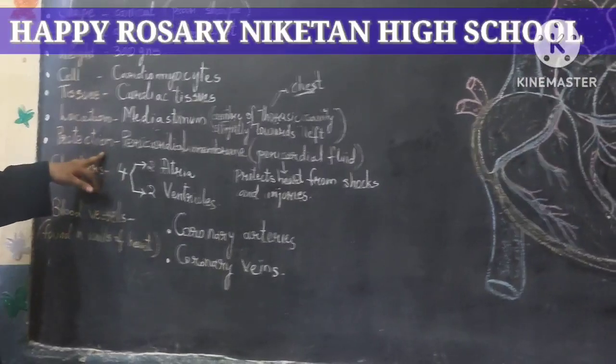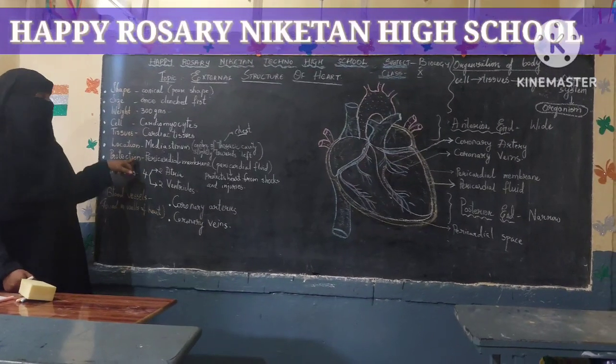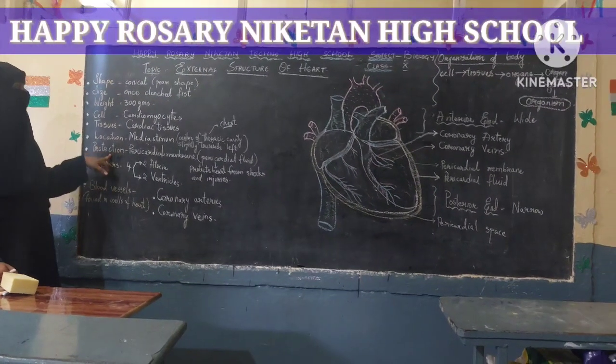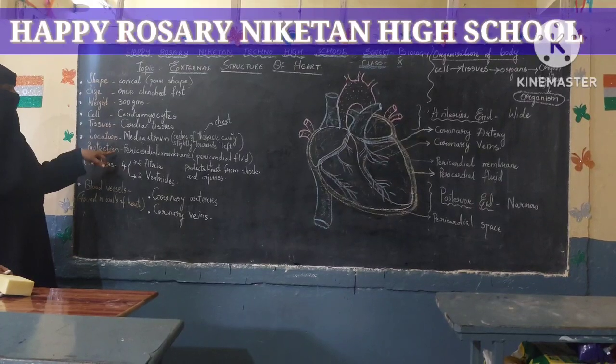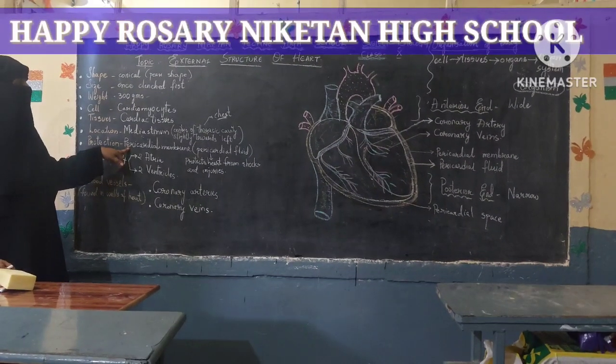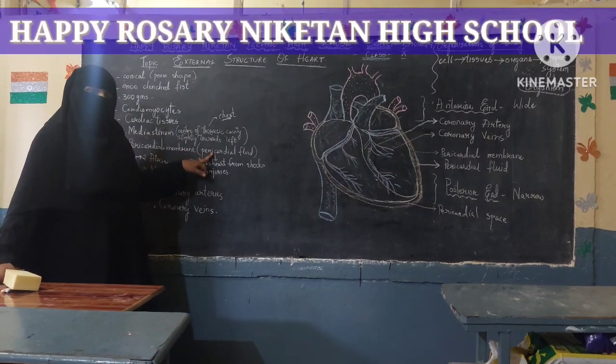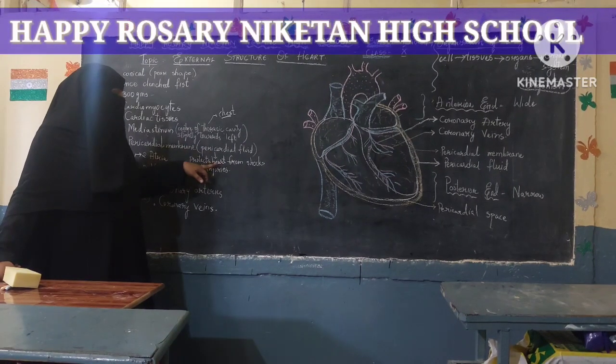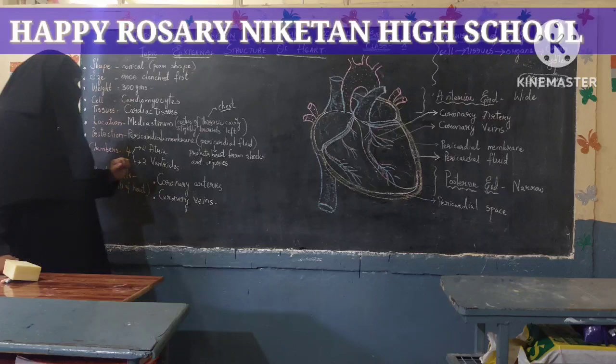So this is very important, a 2 marks question, a very short question. It can be asked, how is the heart protected? The heart is protected with the help of the pericardial membrane, which is filled with the pericardial fluid, and it protects the heart from shocks and injuries.